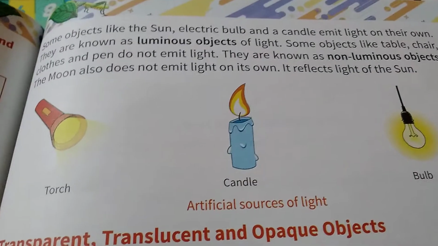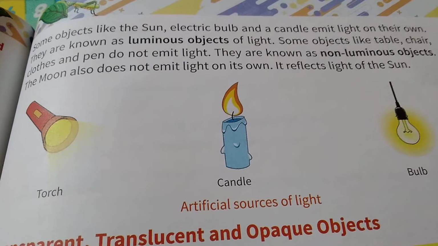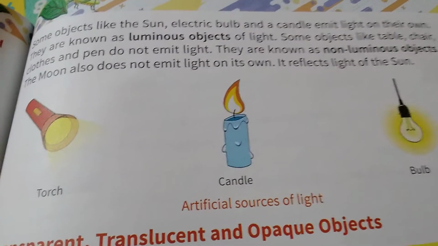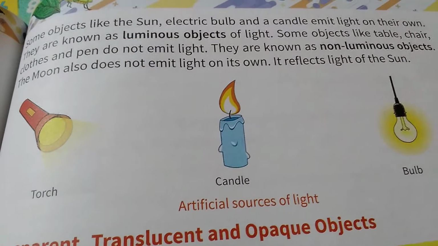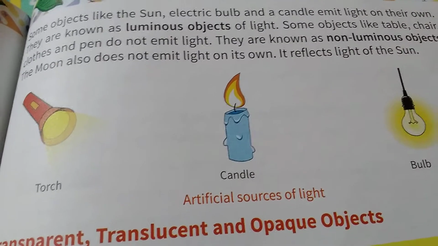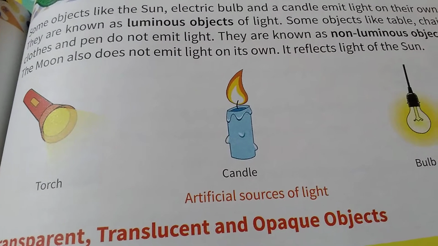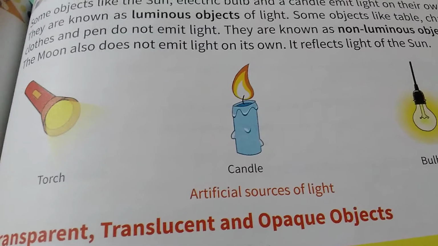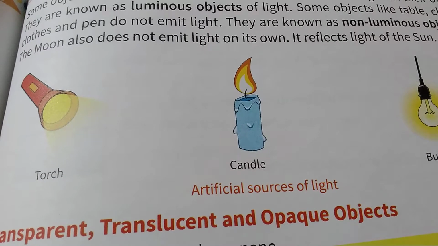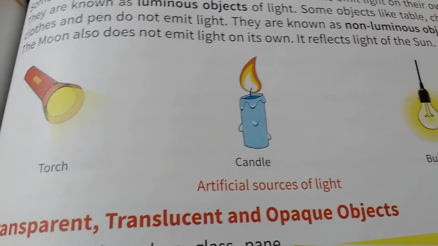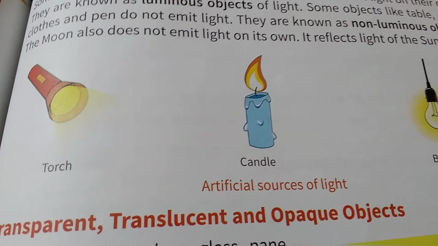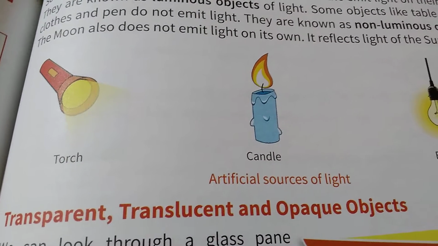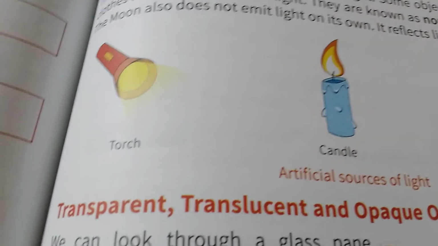Some objects like the sun, electric bulb, and a candle emit light on their own. They are known as luminous objects. These objects are classified into two categories based on their ability to emit light. Those are number 1, luminous, and number 2, non-luminous objects. The objects which emit their own light are called luminous objects. Examples of luminous objects are light bulb, firefly, searchlight, etc.